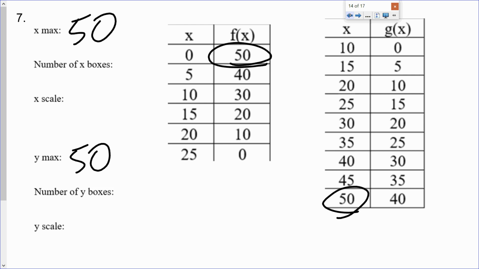So 12 for my x, 16 for my y. I want you to pause it. I want you to come up with a scale for your x and your y on your own. So please pause it and then unpause.